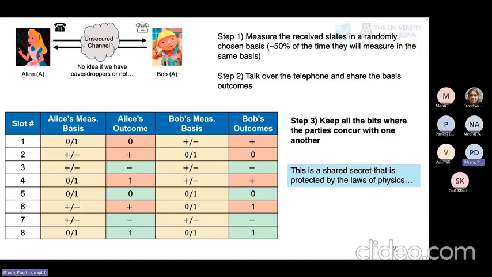If there's an eavesdropper, let's call him Eve, Eve is going to project the system in one of these bases. But then if Alice and Bob don't concur, they won't ever be able to match, which will expose the fact that there's an eavesdropper on the channel. So this is also a way to find out if there's any listener in the ideal regime.